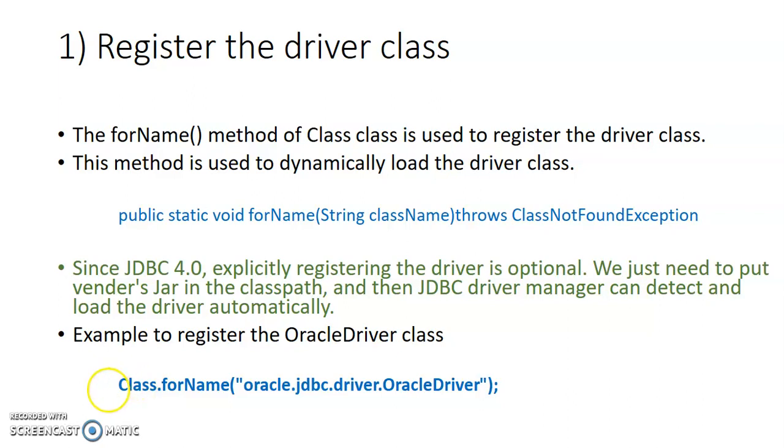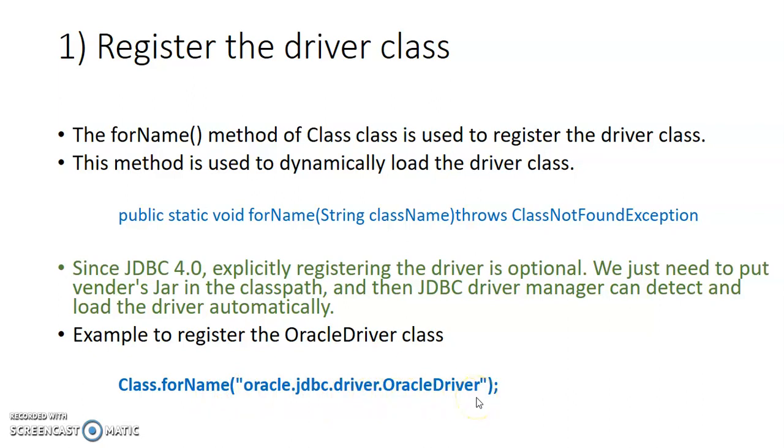The example to register the Oracle driver class is like this: Class.forName. Check out, we are going to call this method with the help of the class name and not an object name. It is a static method. So Class.forName, and here we write the class name: oracle.jdbc.driver.OracleDriver. As in this case our database is Oracle, the driver will be the Oracle driver. This particular string you have to pass to forName.